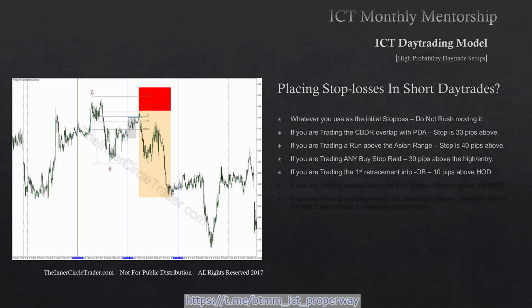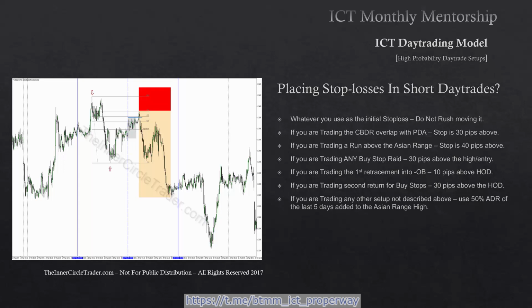If you're trading the first retracement into a bearish order block, your stop has to be 10 pips above the highest high of the day. If you're trading the second run for buy stops, or basically a turtle soup, and we have not seen an immediate rally lower in price after midnight, your stop has to be 30 pips above the highest high of the day. If you're trading any other setup not described above, use 50% of the average daily range of the last 5 days added to the Asian range high.